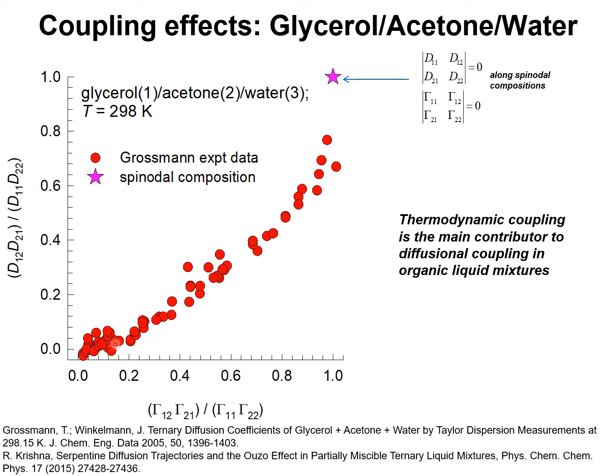We note that there is a good correlation between the relative coupling of the Fick diffusivity matrix and the relative coupling effects due to thermodynamic correction factors. We conclude that thermodynamic coupling is the major contributor to diffusional coupling in organic liquid mixtures. Also notable is the fact that these coupling effects increase and are maximum at the spinodal composition, which is plotted by the stars here.